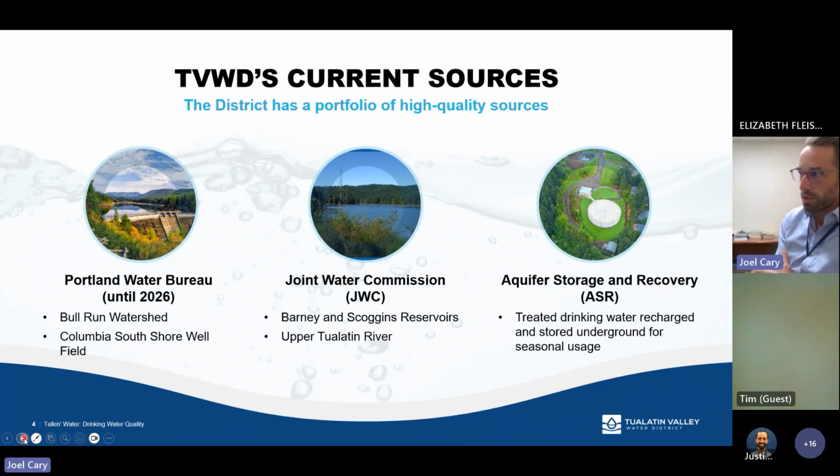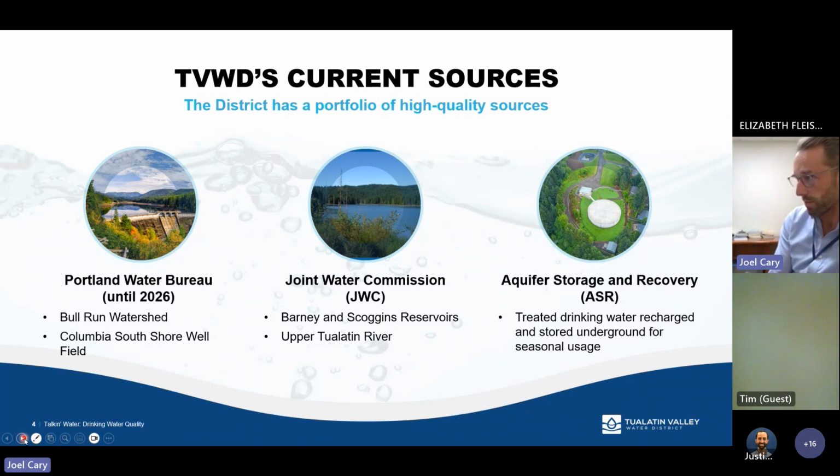That's the Bull Run watershed, and Portland does do augmentation with the Columbia South Shore well field. So augmentation meaning during peak demand season or sometimes during winter storm events, groundwater gets used to supplement the Bull Run watershed supply. Our other one is the Joint Water Commission. That's TVWD, Beaverton, Hillsboro, Forest Grove. Some of you living out here have probably visited Scoggins Reservoir.